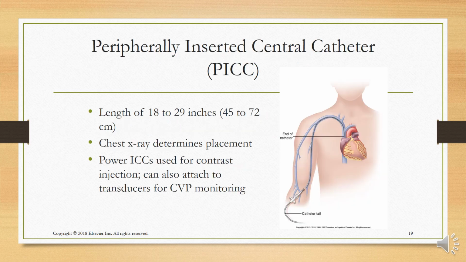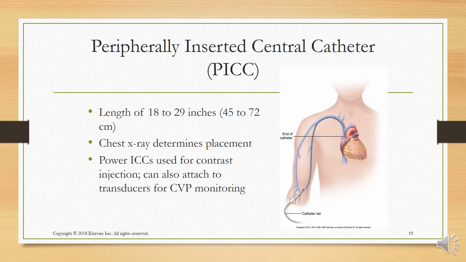All right, PICC lines. Again, these are central lines, and I liked this picture here. It kind of shows you where a central line should end. See where it goes up here at the very top of the heart, you've got the superior vena cava, and then the end of that catheter is right there before you go into the right atrium. PICC line length is usually 18 to 29 inches. You always have to get a chest x-ray for a central line, and a PICC line is a central line.